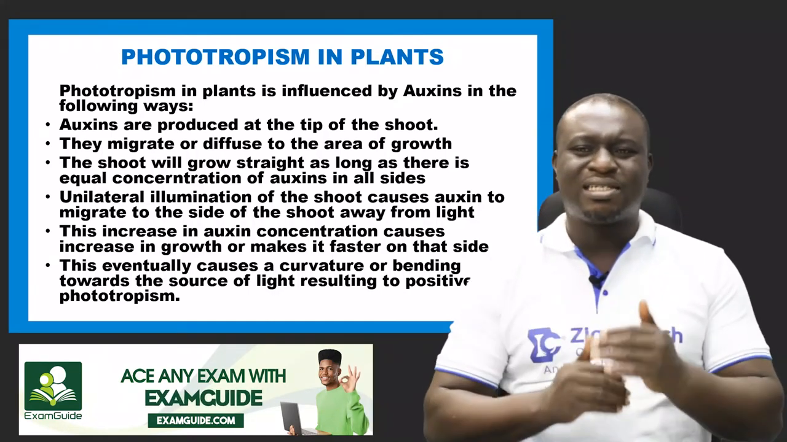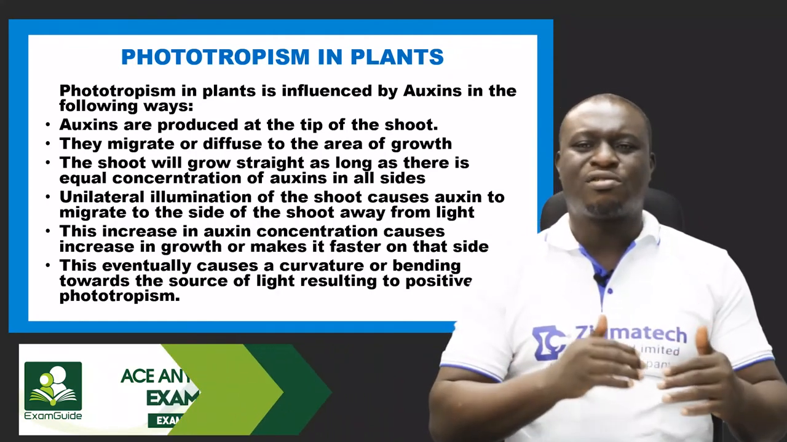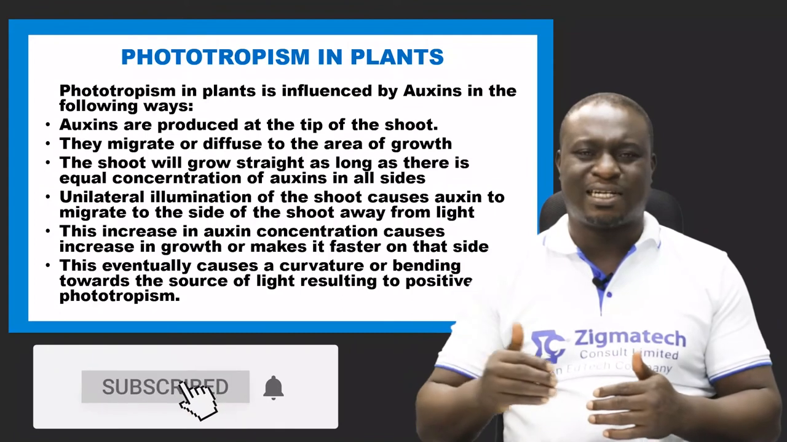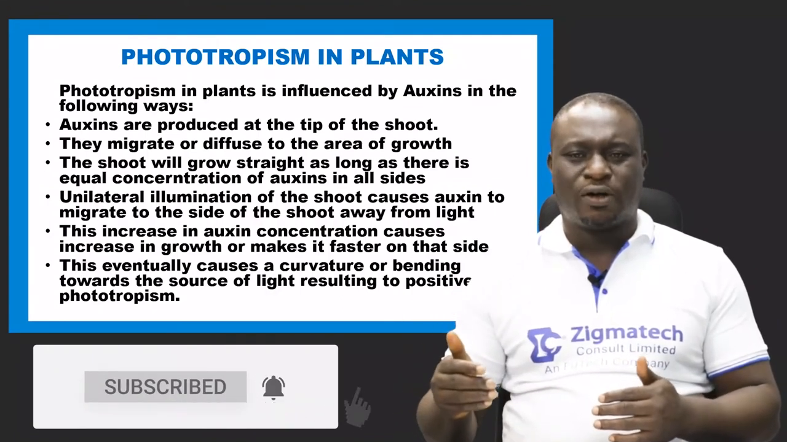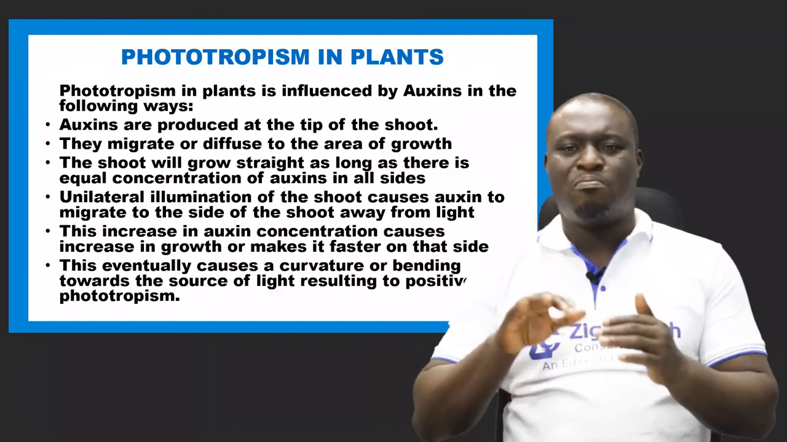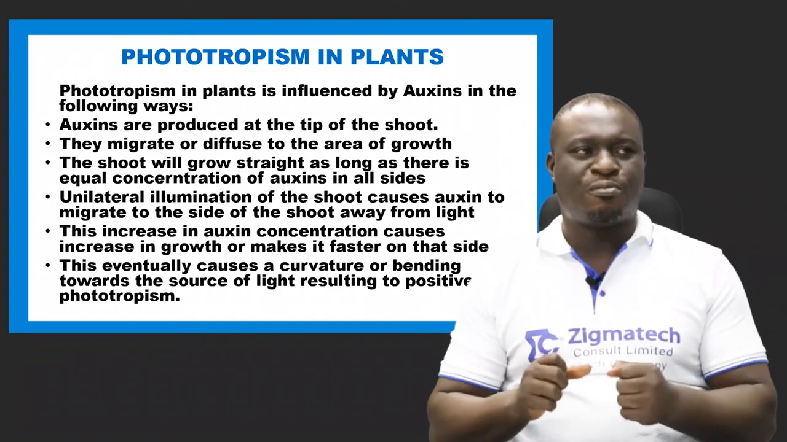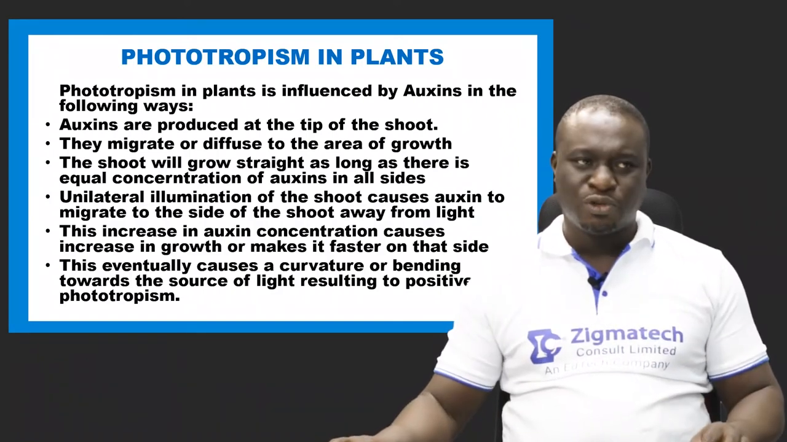This increase in auxin concentration causes an increase in growth, making it faster on that side. So this eventually causes a curvature, or bending, towards the source of light, resulting in positive phototropism.